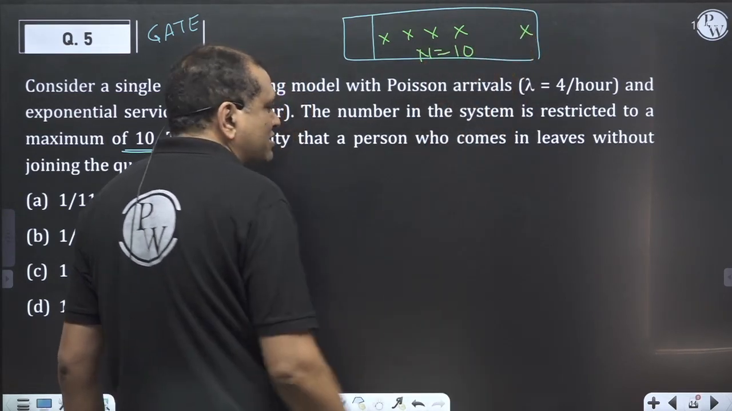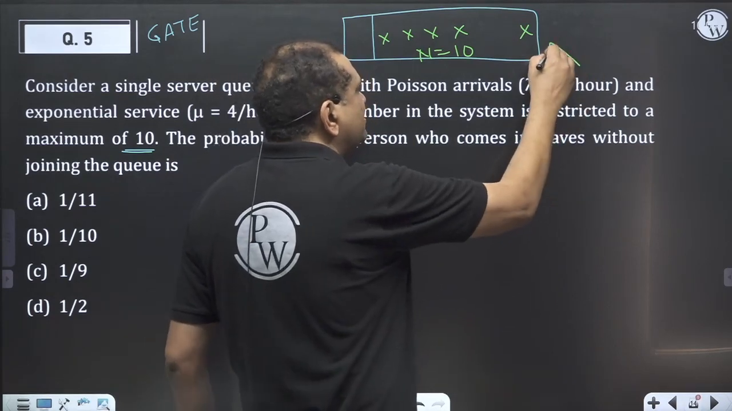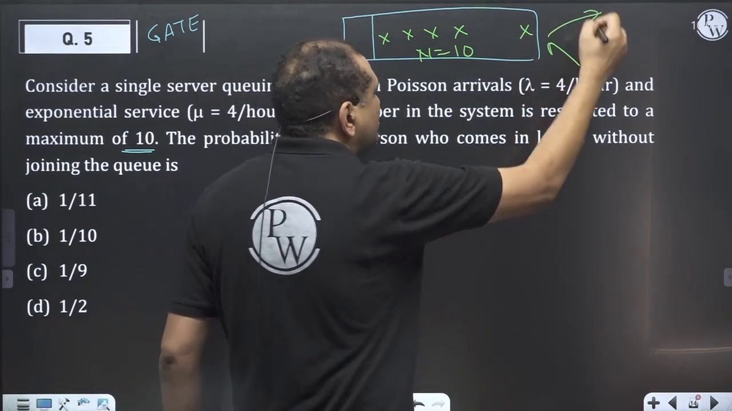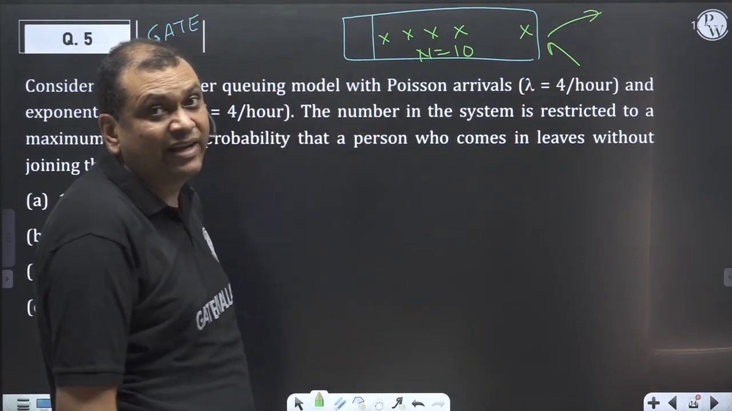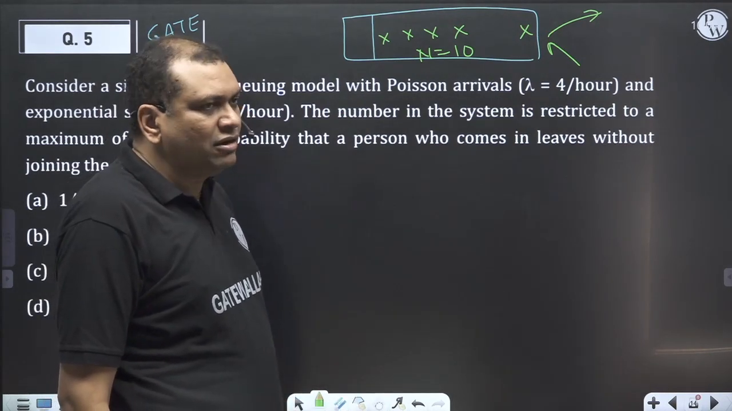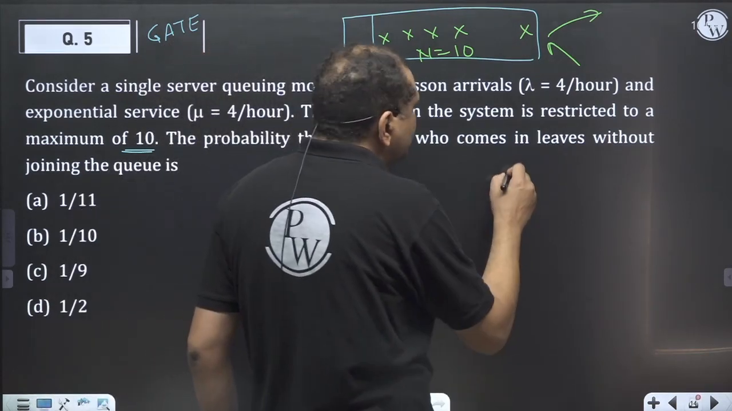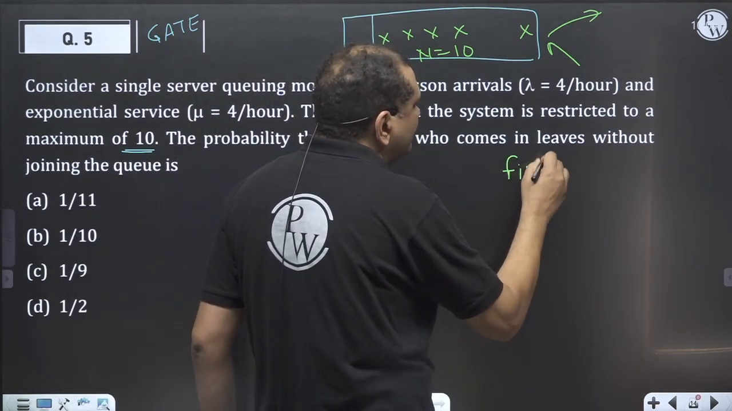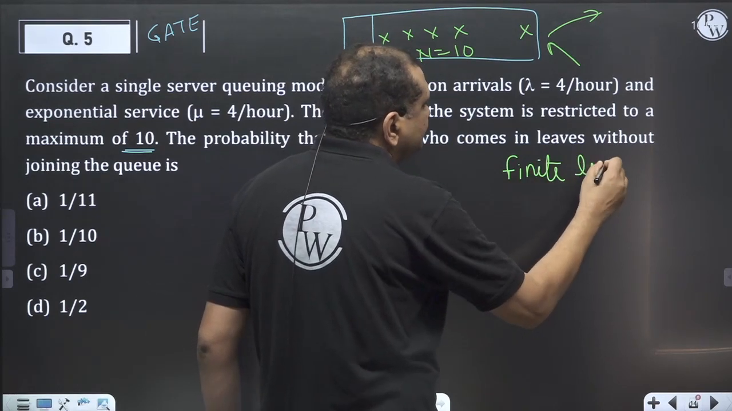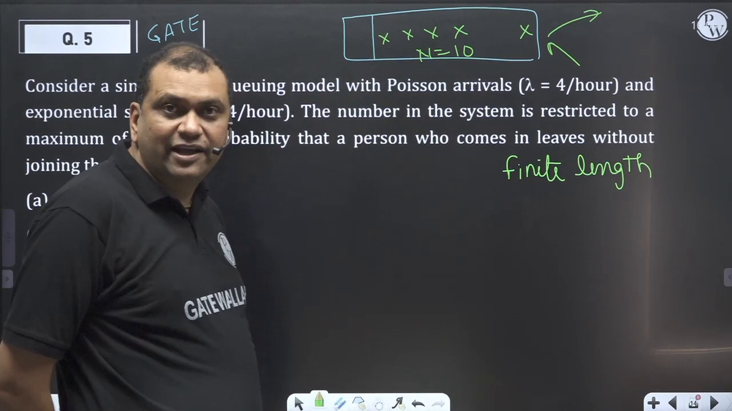After that I will close the door, and whenever any new customer comes when the door is closed, he goes out, never to come back again and join the queue. So these are called systems of finite length.